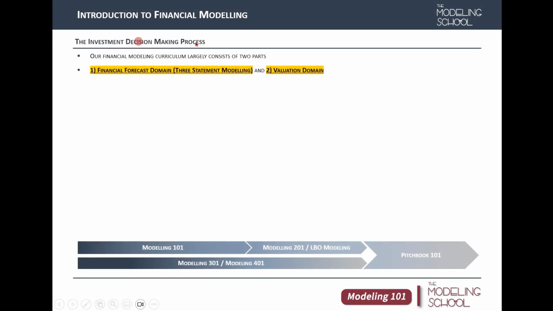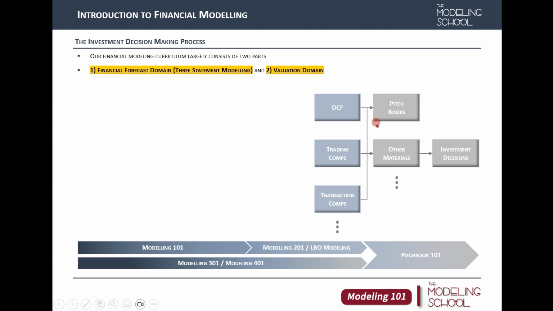The investment decision-making process. So our ultimate goal is to make an investment decision. We build pitch books or we make other materials. It can be called teasers, it can be called information memorandums, whatever you call it. There's going to be materials, PowerPoint slides or Word documents that support investment decisions.